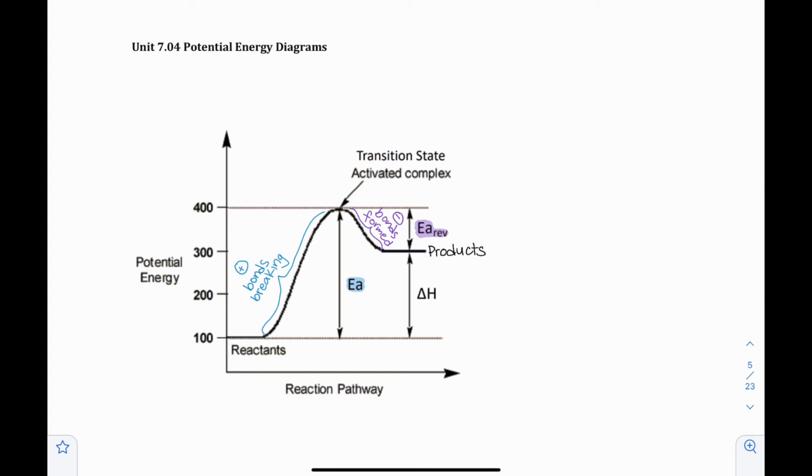The top of the diagram is where the hypothetical activated complex, or transition state, occurs. That's where the bonds of the reactants are breaking and the bonds of the products are forming at the same time. Notice that in this potential energy diagram, the energy of the reactants starts out lower, and the energy of the products ends up higher, indicating an overall increase in energy during the reaction. When energy is absorbed during a reaction, delta H is positive, and the reaction is endothermic.